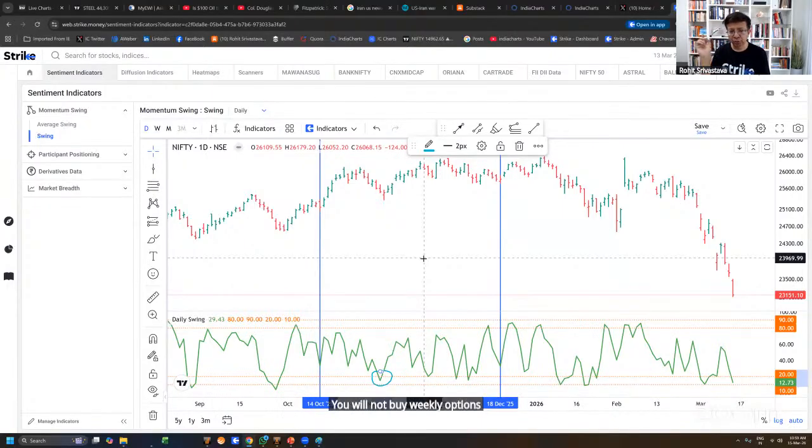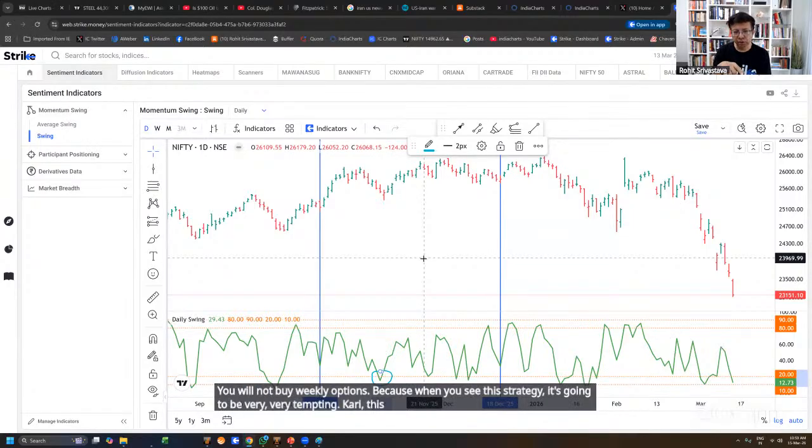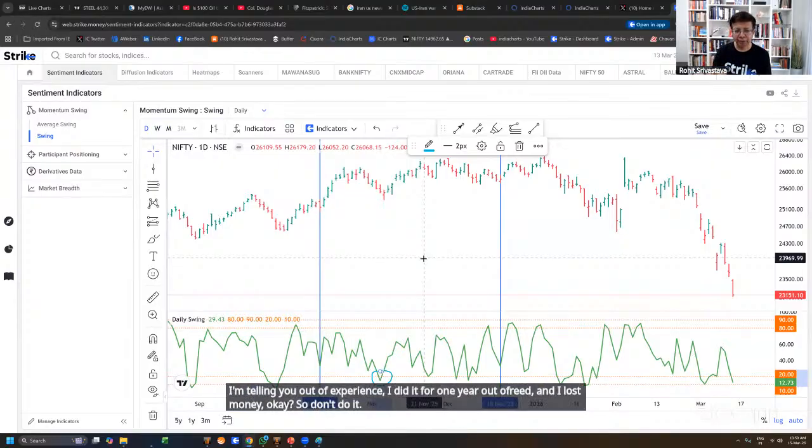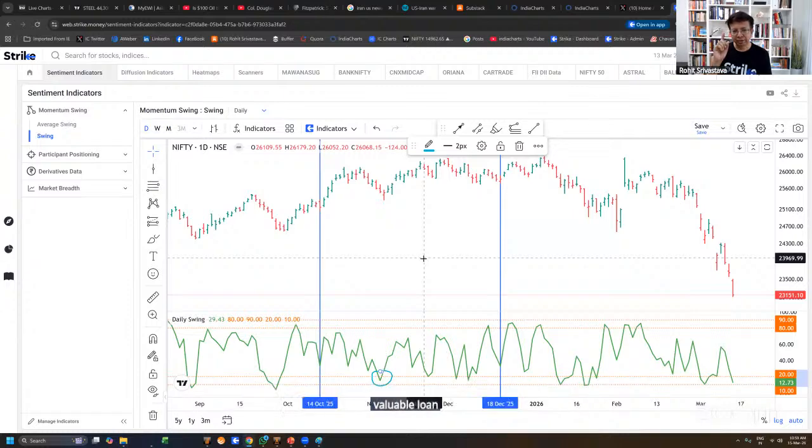I'll buy next week's, because when you see this strategy, it's going to be very, very tempting. You think, this is so good, I buy it and tomorrow it goes up, I'll buy weekly options. You will still lose money. I'm telling you out of experience. I did it for 1 year out of greed and I lost money. So don't do it. I'm telling you upfront. Buy monthly options.